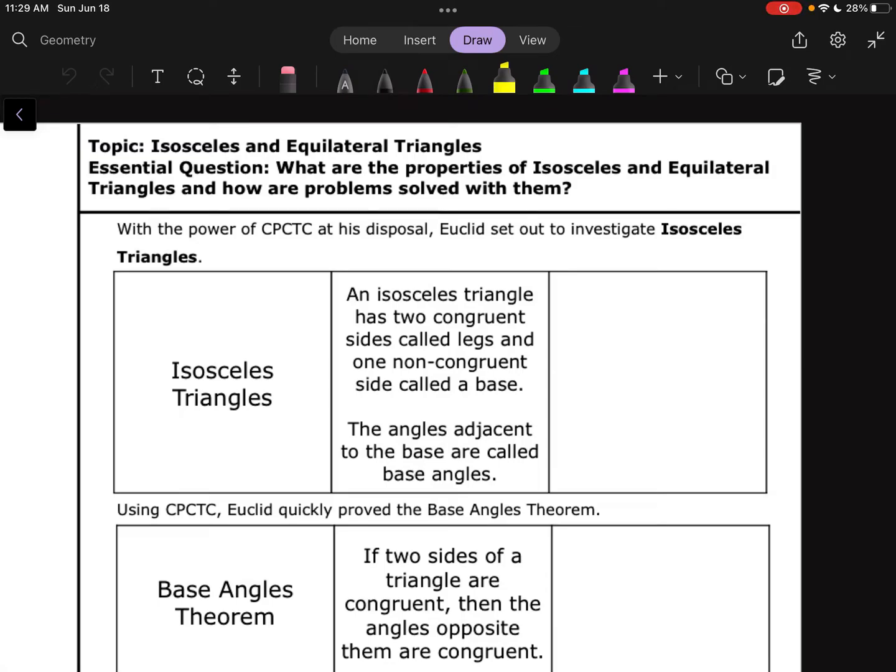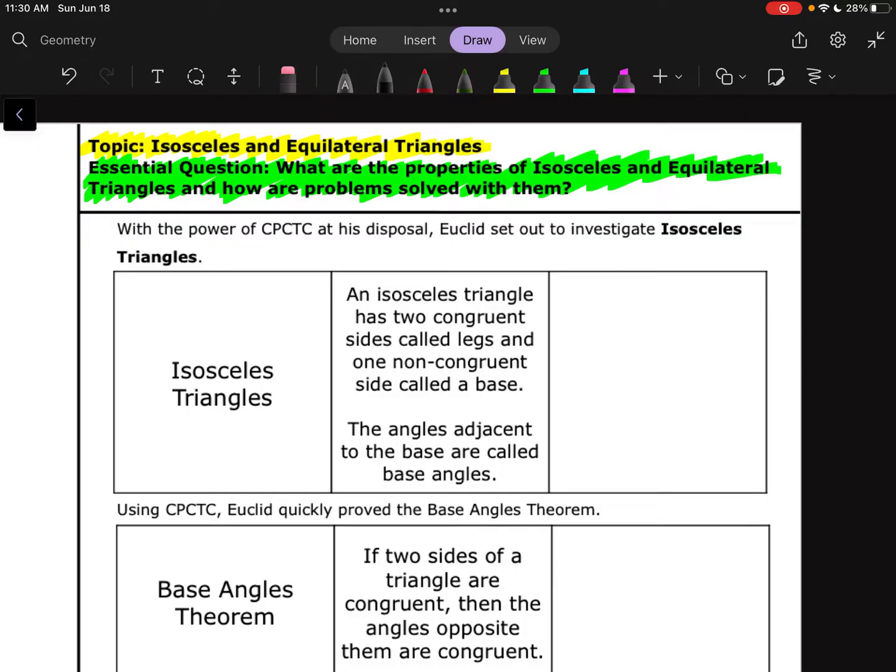Okay, so the topic for this video is going to be isosceles and equilateral triangles, which we've seen in a previous video when we were talking about classifying triangles. But now we're going to be investigating what the properties of them are and how to solve problems using them specifically.